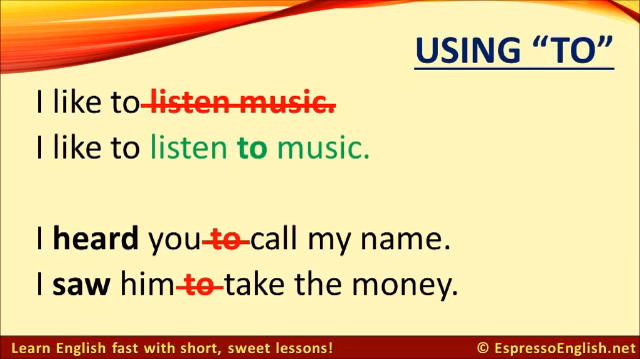However, don't use to after the verb hear or see. For example, don't say, I heard you to call my name, or I saw him to take the money. You don't need the word to after hear or see, so the correct sentences are, I heard you call my name, and I saw him take the money.